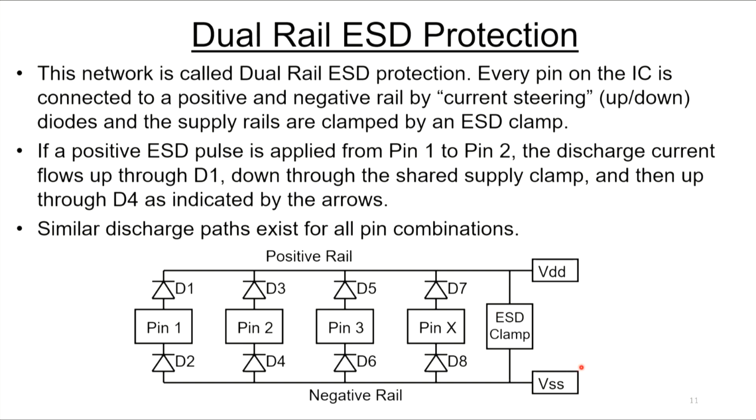For a positive ESD pulse applied from pin 1 to pin 2, the discharge path for the ESD current would be up through diode D1, across on the positive rail, down through the ESD supply clamp, across on the negative rail, and then up through diode D4. I think you can see that no matter what pin combination you picked here, you're going to see a similar discharge path. Pin 2 to pin 3, pin 1 to pin X. You always go up through a diode, down through a clamp, and up through another diode.